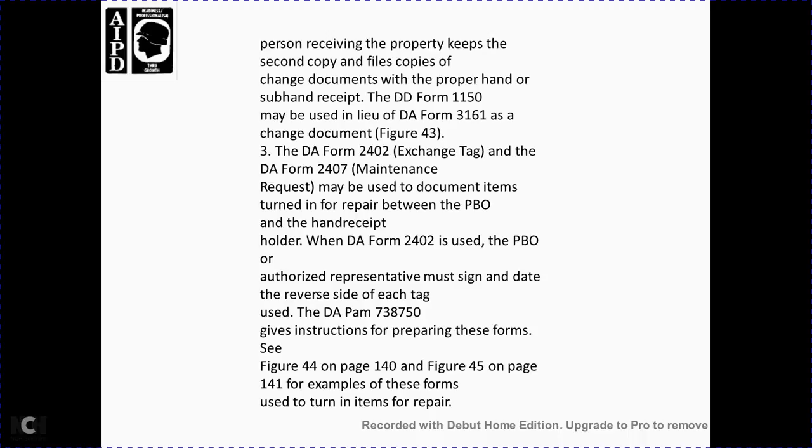DA Form 2402, the exchange tag, and DA Form 2407, the maintenance request, may be used with the document for items determined to need repair, prepared with the property book officer or hand receipt holder. For DA Form 2402, the property book officer or the authorized representative must sign and date the bottom side of each tag, along with DA Form 738-750. Given the instruction, prepare the forms, figure 44 on page 140 and figure 45 on page 141, examples of the forms used to determine items in repair.